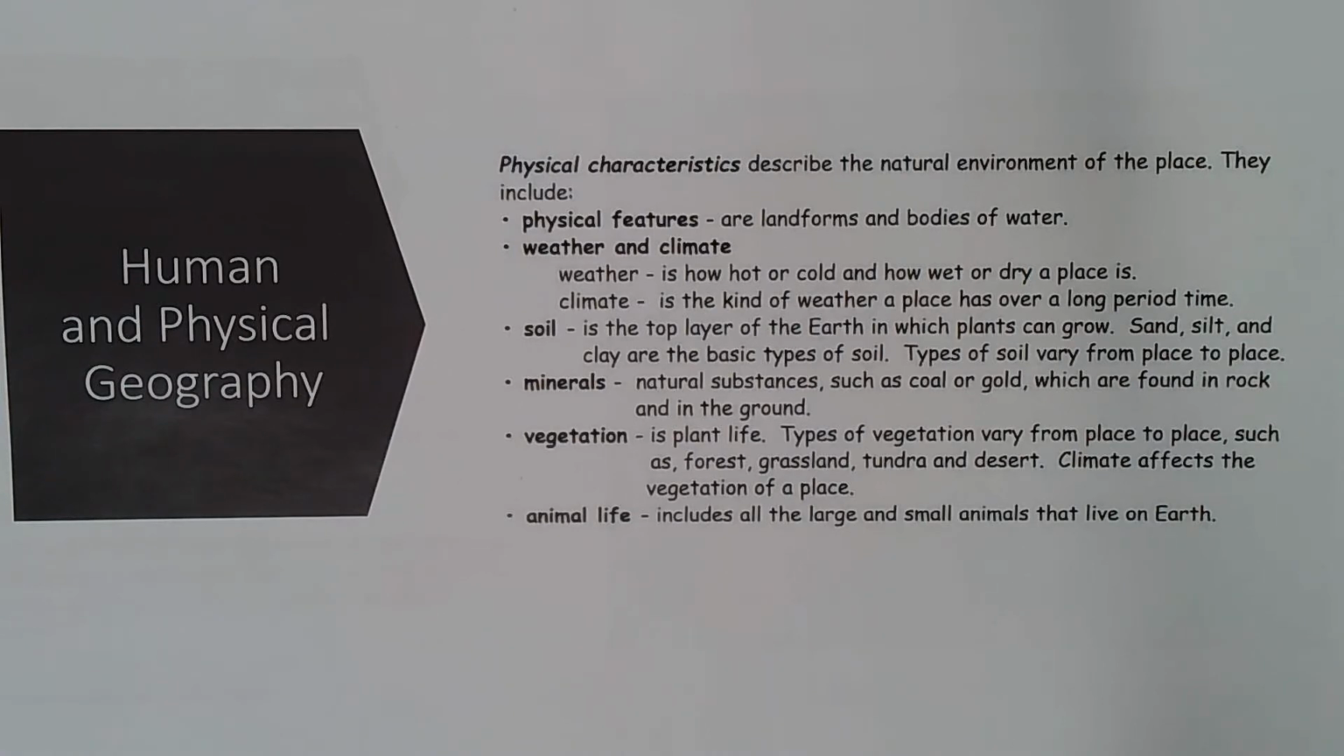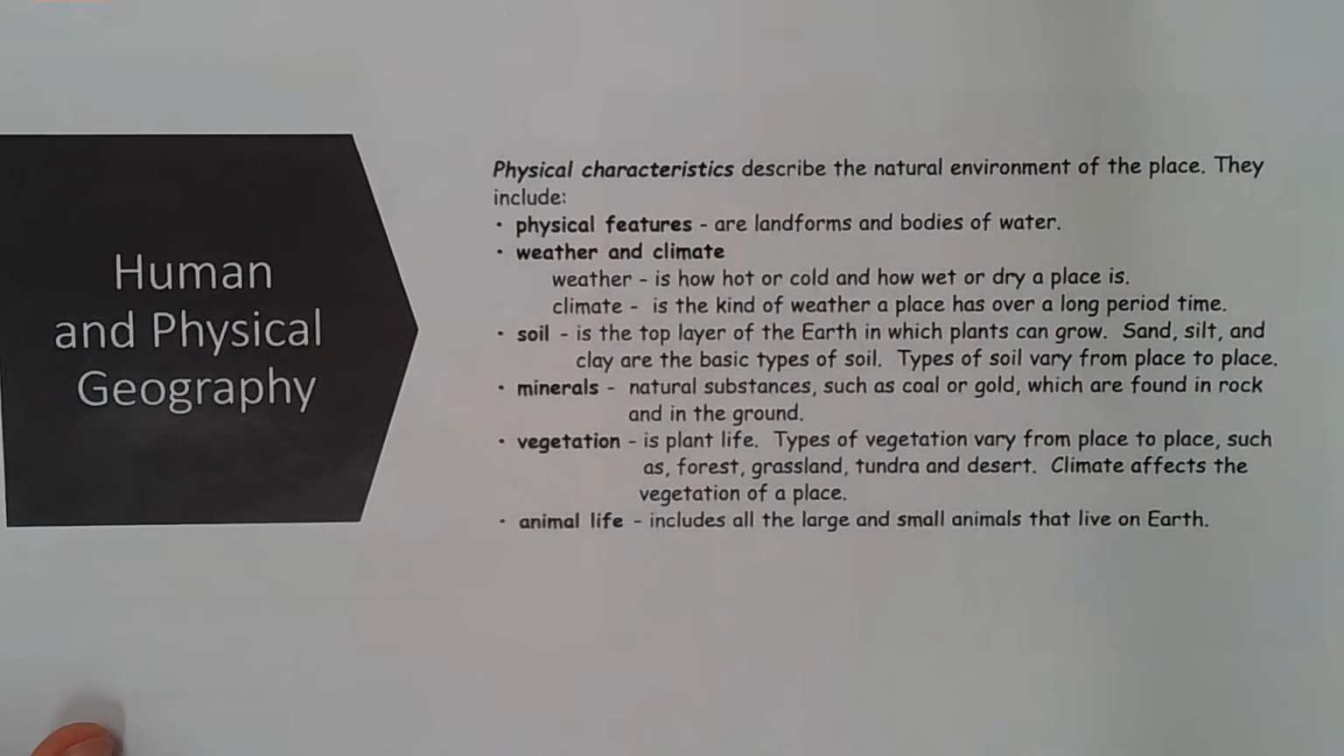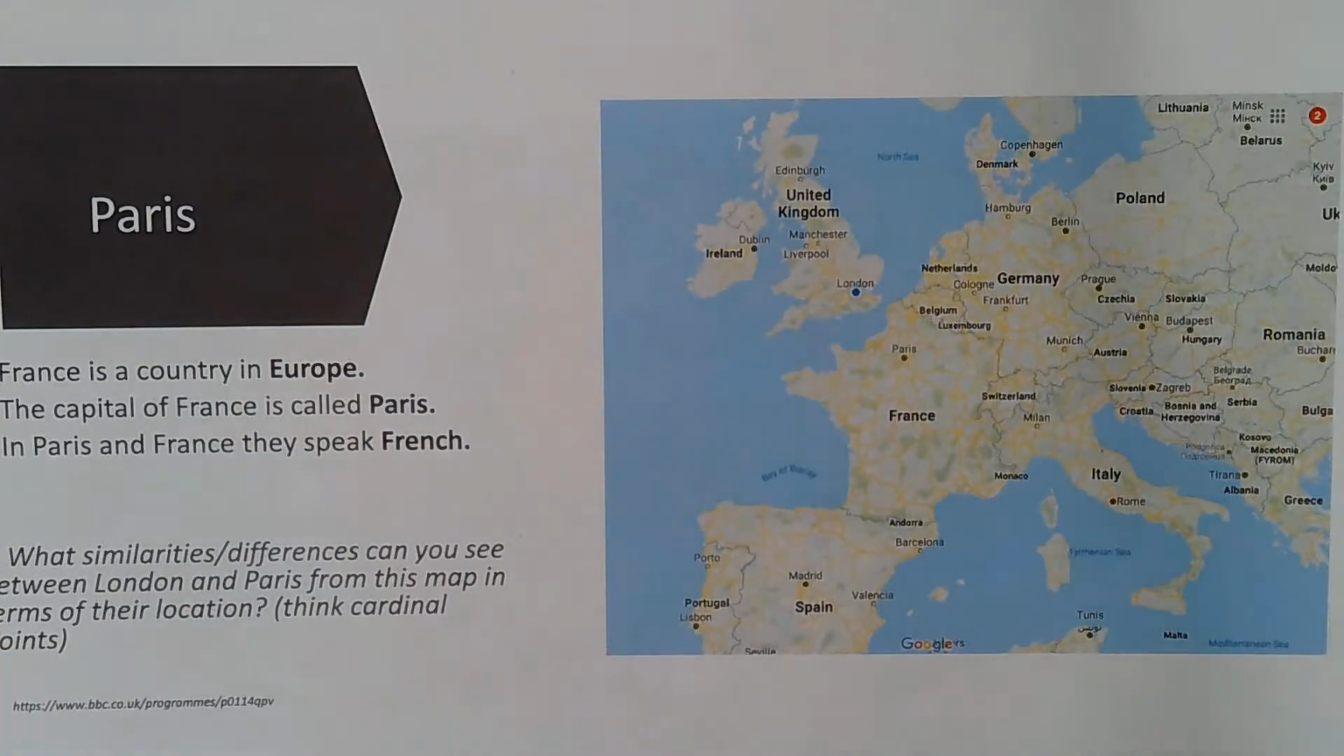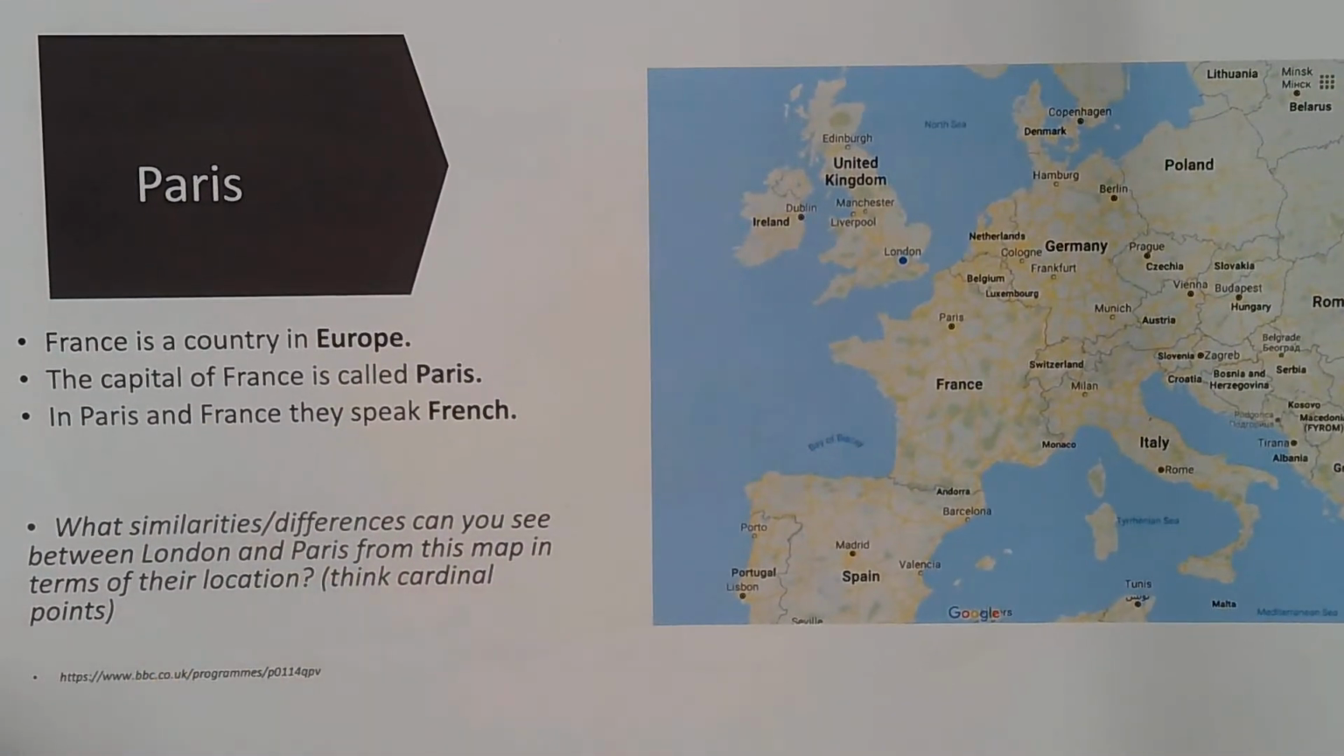So this all links back to a previous unit that we did on physical geography covering climate and biomes. And finally, animal life includes all large and small animals that live on Earth, again separate to humans, so it is physical geography. Anything to do with climates and biomes is physical geography. Soil, minerals and vegetation are within that. Human geography then is to do with what humans do, but physical geography is about the natural environment. Okay, so that is the distinction between the two, and it's something we're going to look at in detail as we go. So, Paris.